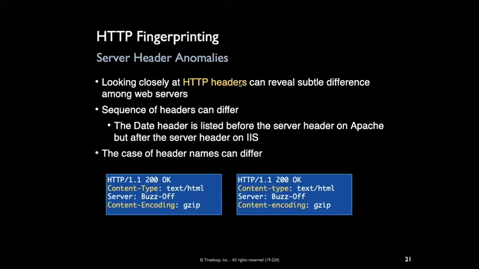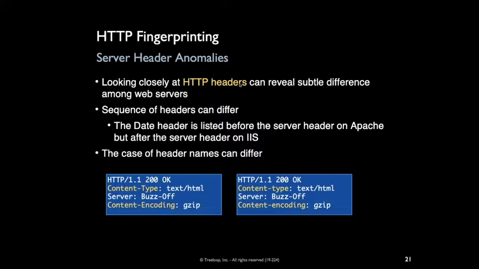The other thing is the headers themselves. The names of the headers are very well defined. However, something like case is not required to be a certain way. So some web servers will return Content-Type and the T will be uppercase. Other web servers, the T will be lowercase because it can be either, so web servers differ. The order of the headers. So the date header, for example, in Apache, the date header is listed before the server header, whereas in IIS it is listed after the server header. Okay? So there's a whole bunch of these behaviors and rules that you can look at, and these are not easy to change, that can tell you what web server type you're running.